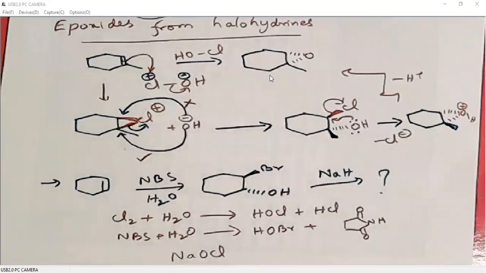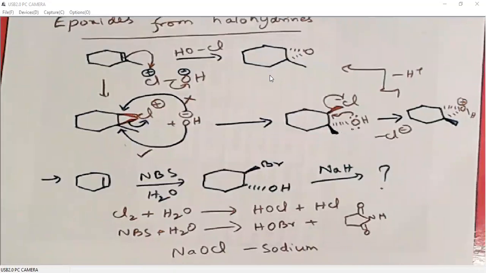Sodium hypochlorite. If it is calcium hypochlorite, what we call is bleaching powder. Sodium hypochlorite is a solution, a liquid. Calcium hypochlorite is a solid. So this is called hypochlorous acid, hypobromous acid.